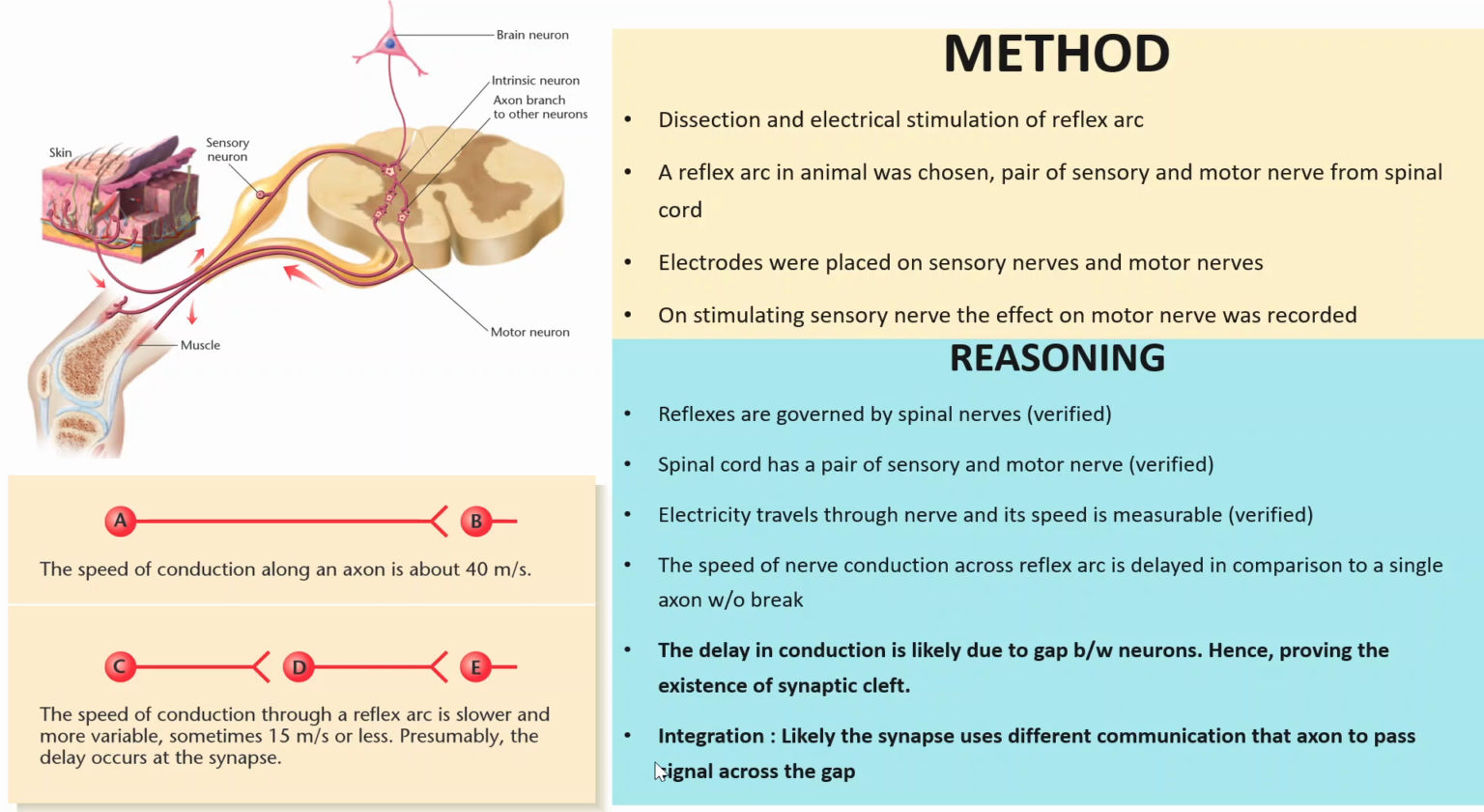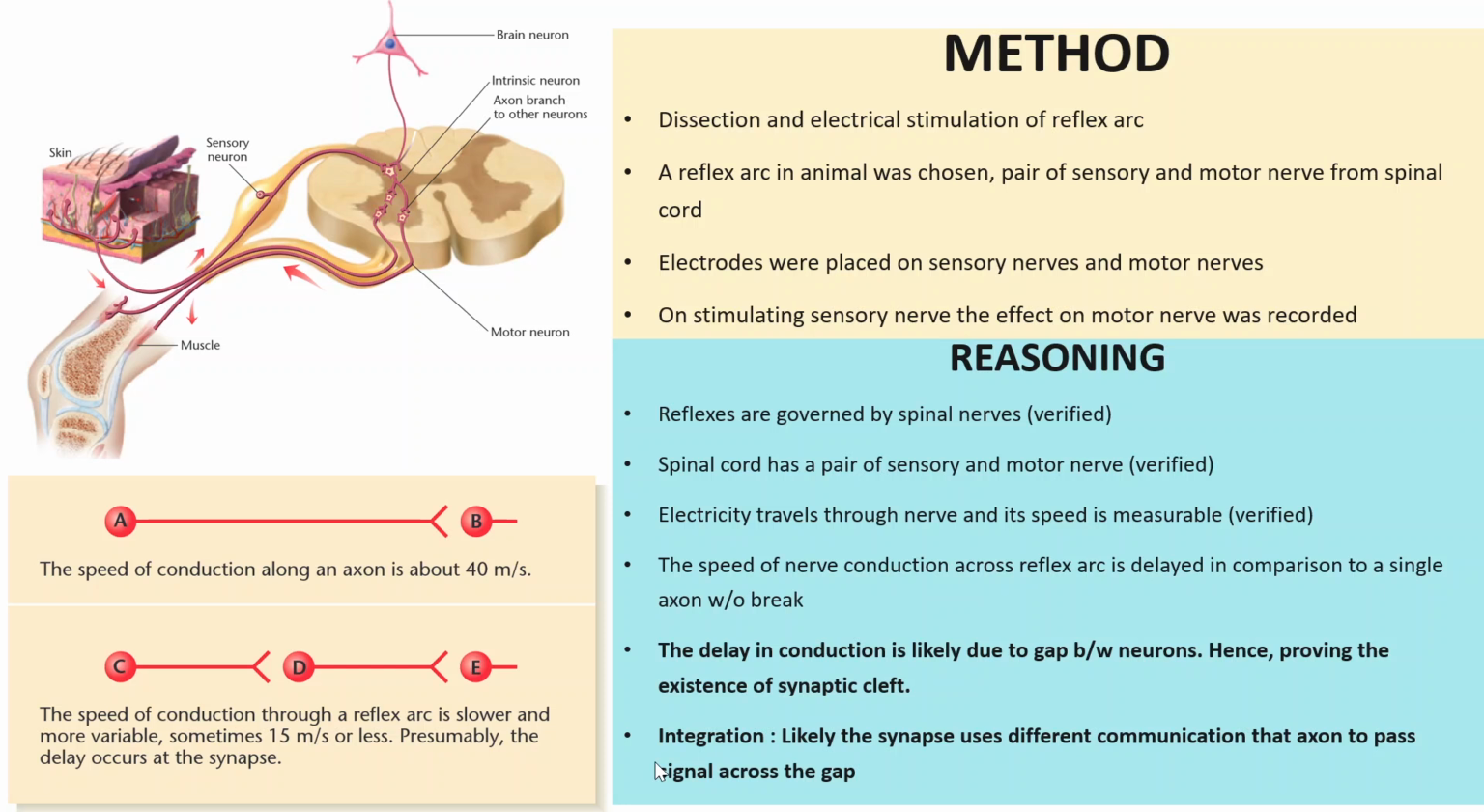Now, when we measure the speed across the whole arc for the reflex, what we found out is that there is a delay in conduction, and that delay must be due to the gap between the neurons. So likely there is a different mechanism working across the gap between two neurons, and it must be different from the electrical conduction that is constant across the whole axon of the neuron, because the speed is experimentally measured over and over again to be different.